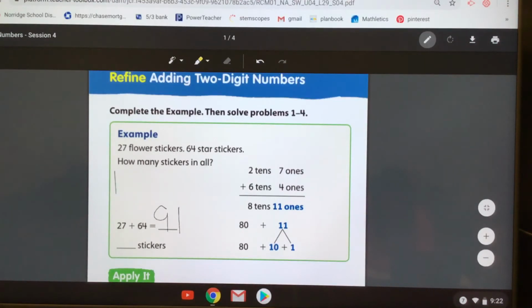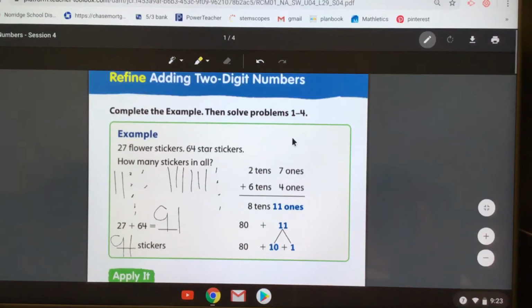Even if you drew out your 2 10s and your 7 1s, 1, 2, 3, 4, 5, 6, 7, and your 6 10s and your 4 1s, if we count these, we're going to get to 91. 10, 20, 30, 40, 50, 60, 70, 80, 81, 82, 83, 84, 85, 86, 87, 88, 89, 90, 91. So if you ever want to double check your work, you always can go back to just drawing the picture and counting. Okay, so we have 91 stickers.